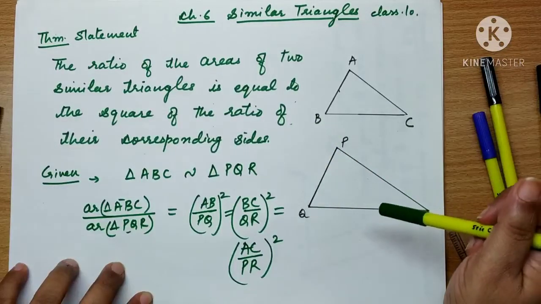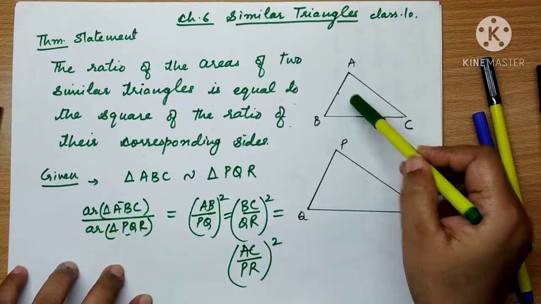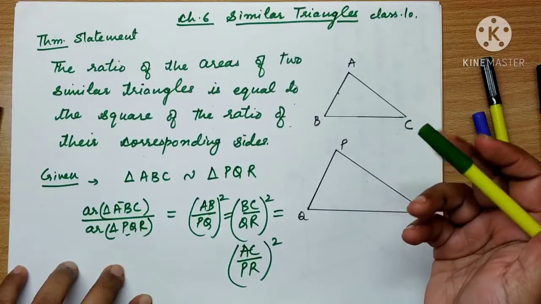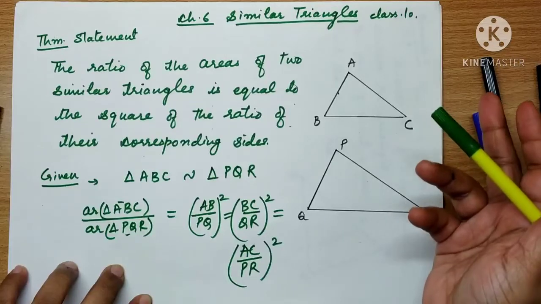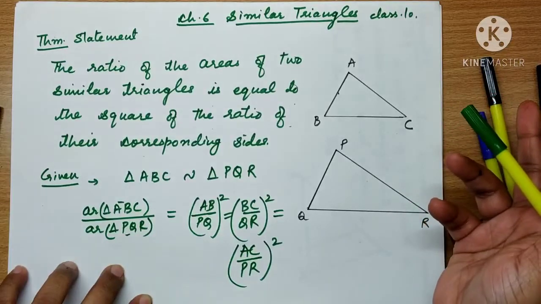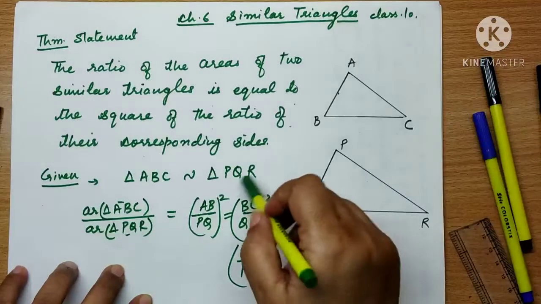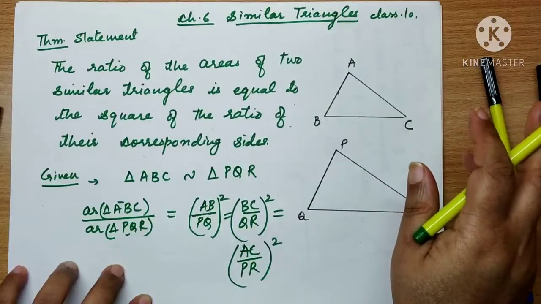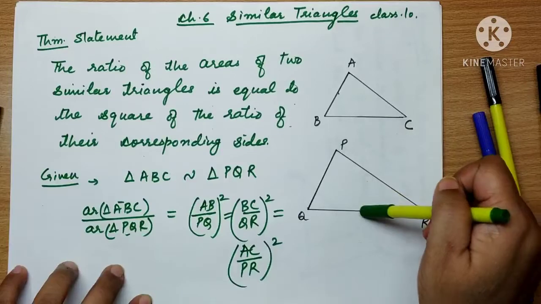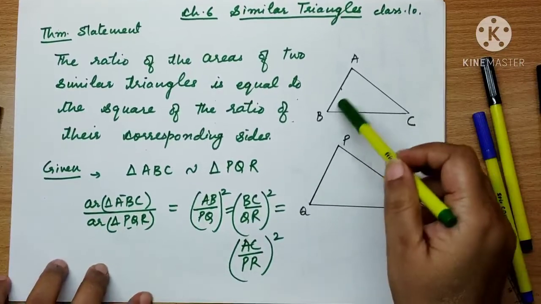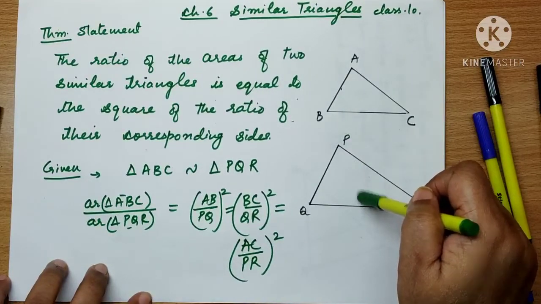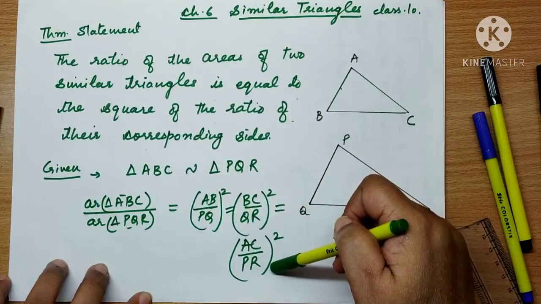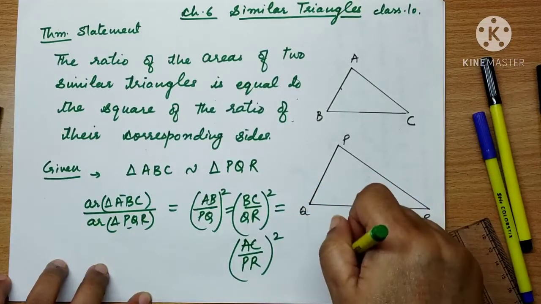So we will not be discussing the proof in this video, but we will understand the theorem and learn how to apply it. What is the necessary condition in order to apply this theorem? I should have two triangles which are similar. If we have two triangles which are similar, then we can compare their areas. The ratio of the areas is equal to the ratio of the squares of their corresponding sides.